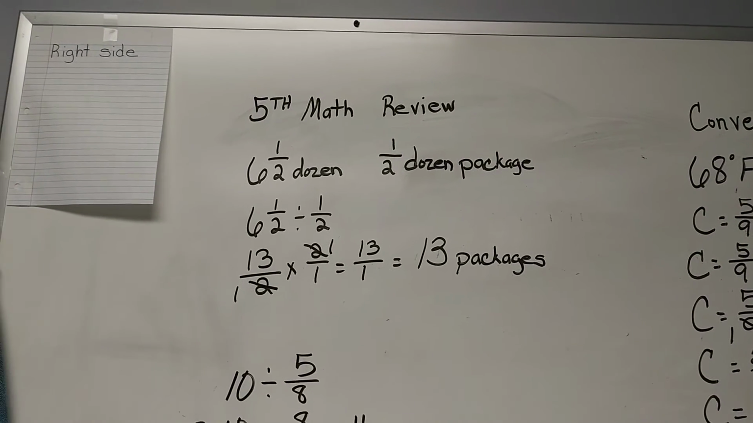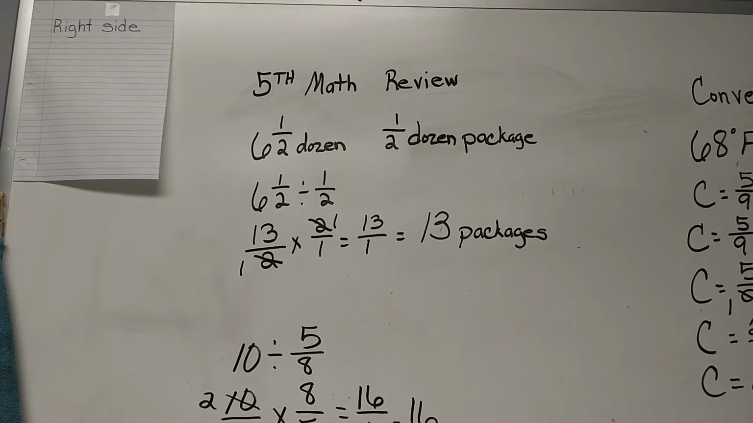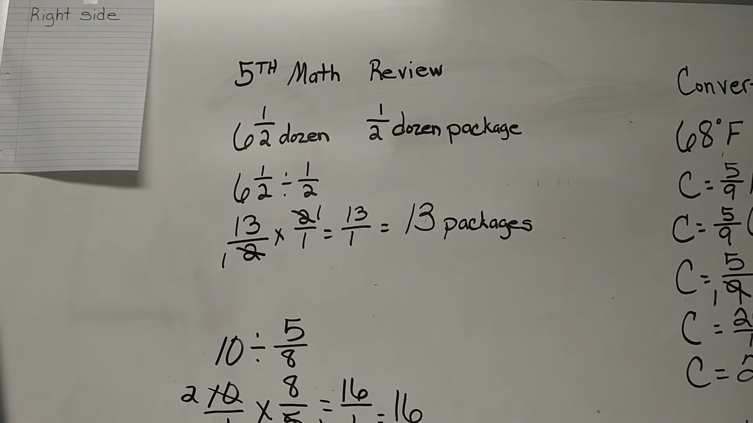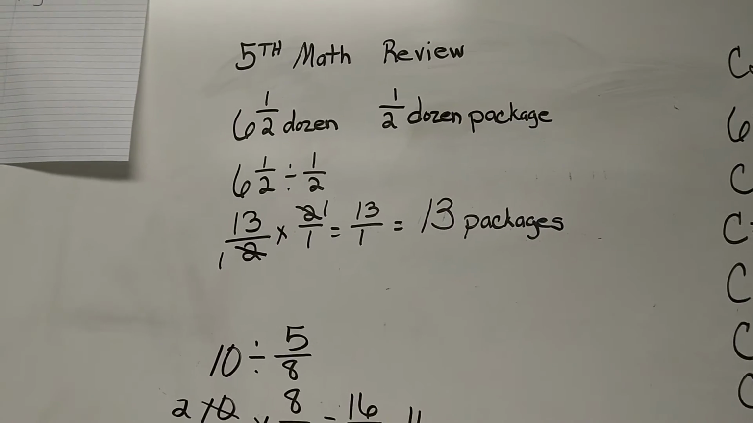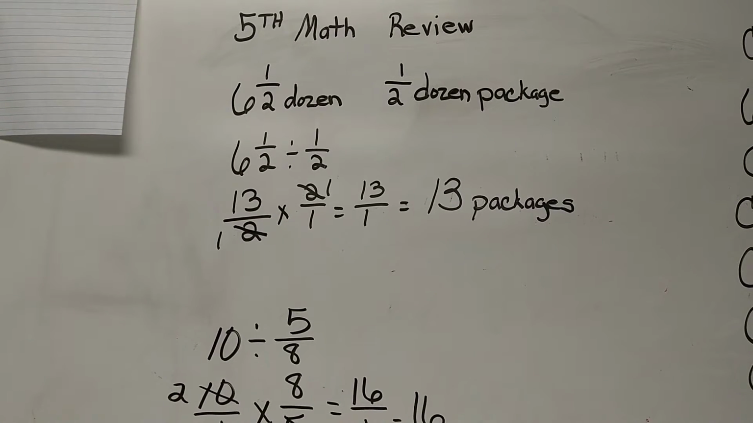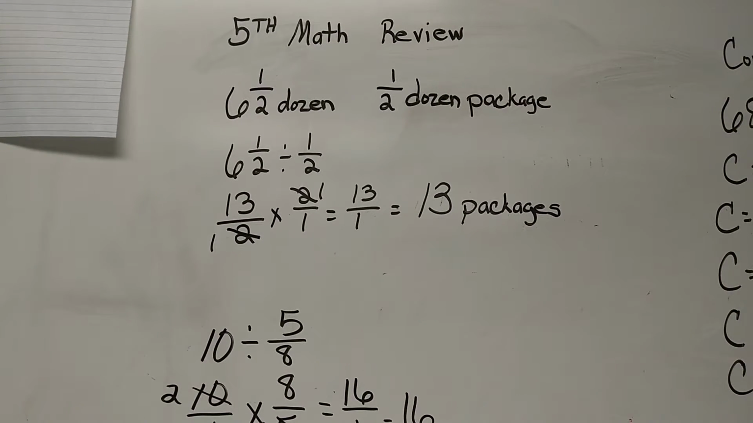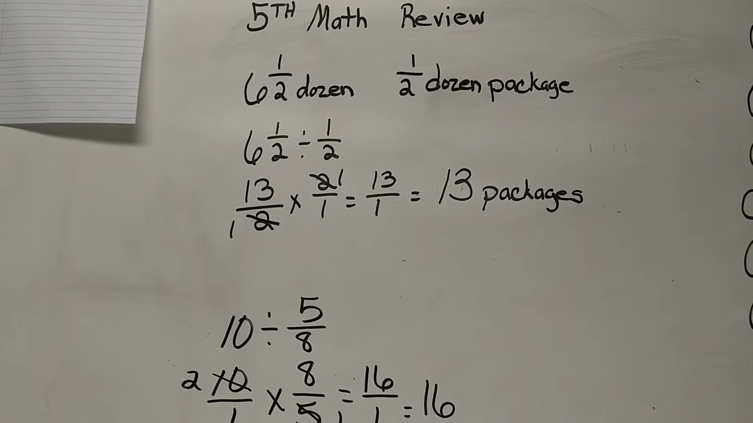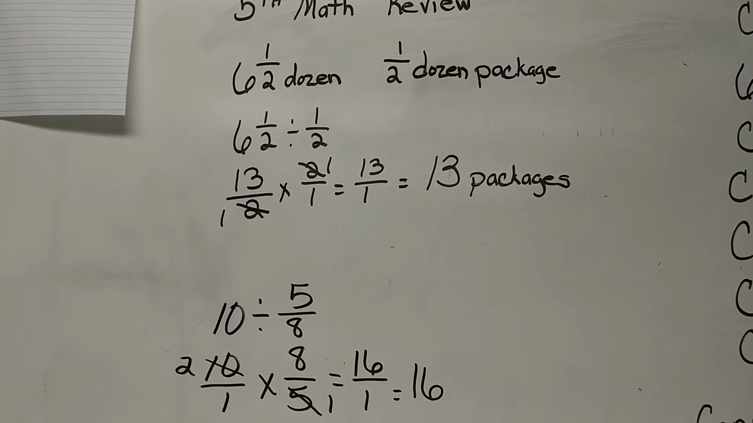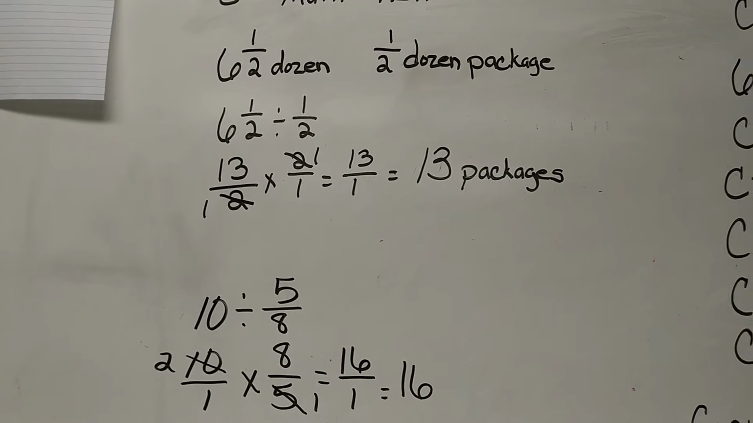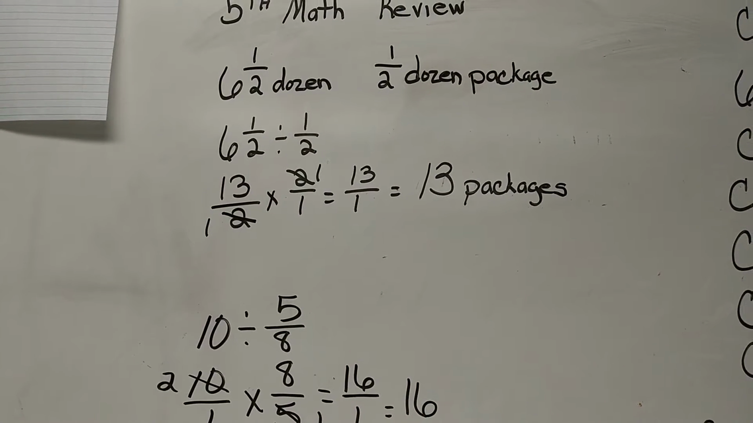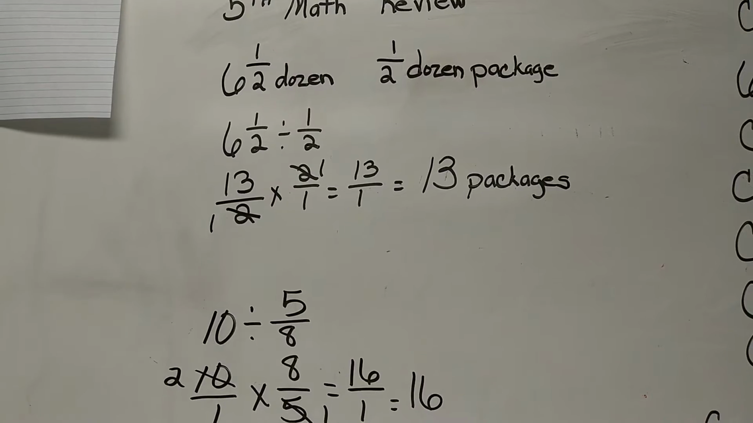Okay, this is 5th grade math review. If you had 6½ dozen and you want to put half a dozen in each package, you would take 6½ divided by ½, which is a mixed fraction, so you would change that. 6 times 2 is 12 plus 1, which makes that 13/2, times 2/1, because in division you flip the fraction, which would equal 13/1, which would equal 13 packages. So she would have 13 packages.